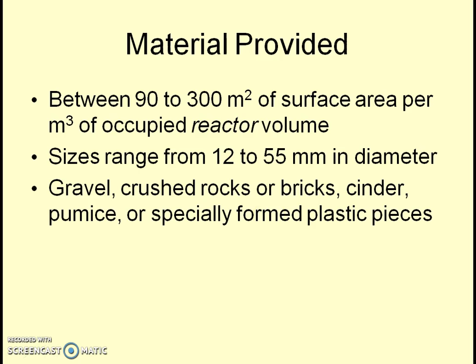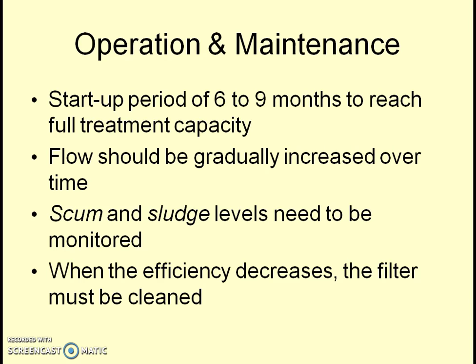So this is some information about the material required or provided. This material is nothing but gravel. The surface area provided is 90 to 300 square meters per cubic meter of reactor volume. Gravel size ranges from 12 mm to 55 mm in diameter. The material mostly used as filter material is gravel, crushed rocks, bricks, cinder, or plastic pieces.